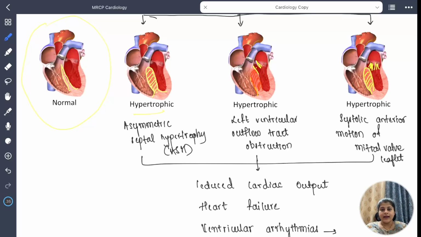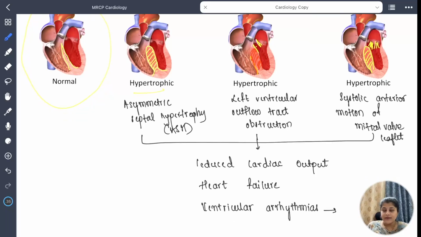Now what is ultimately happening? The blood flowing through the left ventricular outflow tract is reduced. If this is reduced, there is reduced cardiac output. It might also lead to heart failure. And because of the septal hypertrophy of the interventricular septum, the patient is more prone to ventricular arrhythmias. Now the ventricle is defective, therefore there are chances of ventricular arrhythmias.